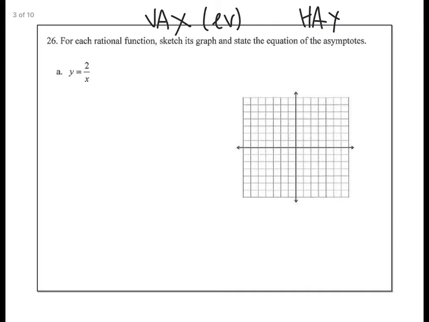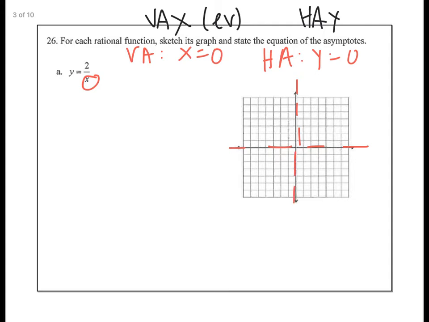So if I'm looking at this example, vertical asymptote, what makes the denominator, what makes the bottom 0? Well, that's just x is equal to 0. Horizontal asymptote, I look to see if anything's added or subtracted outside of the fraction. So here, horizontal asymptote is also y is equal to 0. So those are just the normal asymptotes. They haven't been shifted left or right at all.